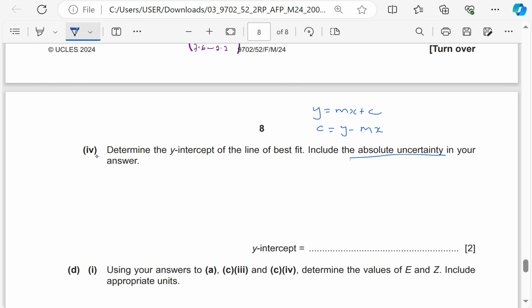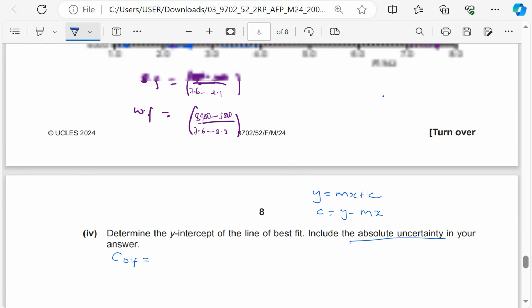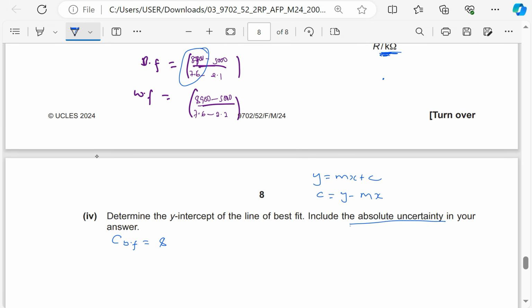So I'll find c for the best fit, which means I'll use the best fit values. I'll take a pair. Let me take this pair here for the best fit value. The y value is going to be 8,700 minus the gradient of best fit, which is 673, I think.